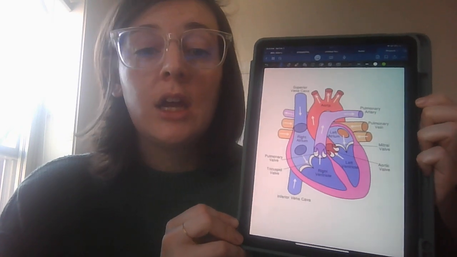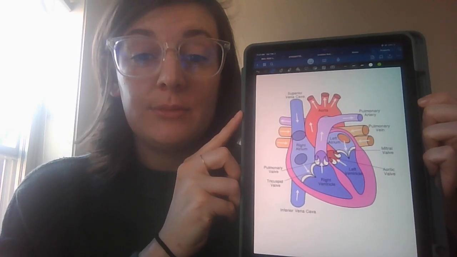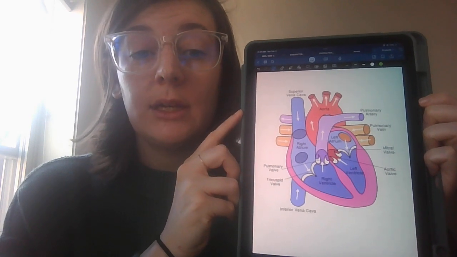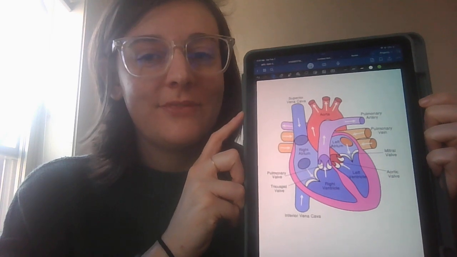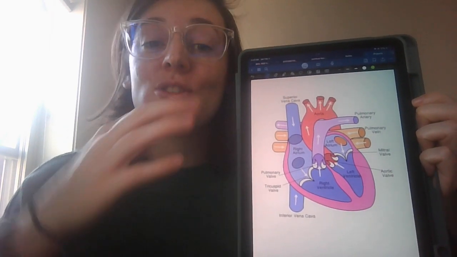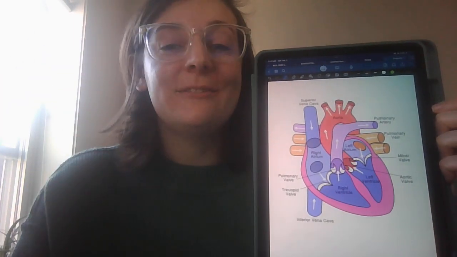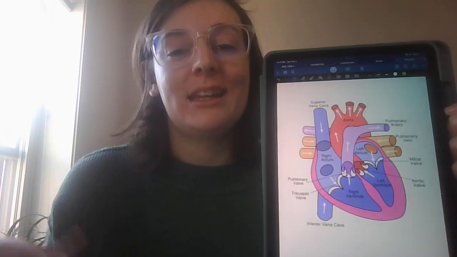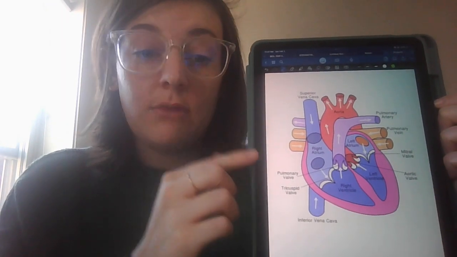where it's going. So starting in the right atrium, we have deoxygenated blood from all over the body coming into the right atrium via just the superior vena cava and the inferior vena cava. So the superior vena cava, respectively, is bringing blood in from the superior part of the body. The inferior vena cava is bringing blood in from the inferior part of the body. All of this deoxygenated blood is coming into the right atrium.